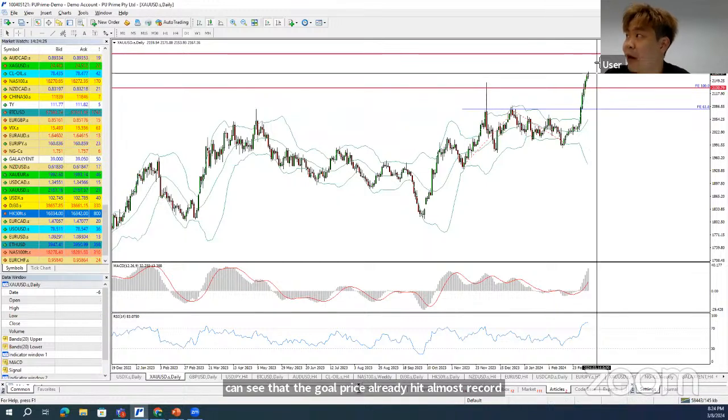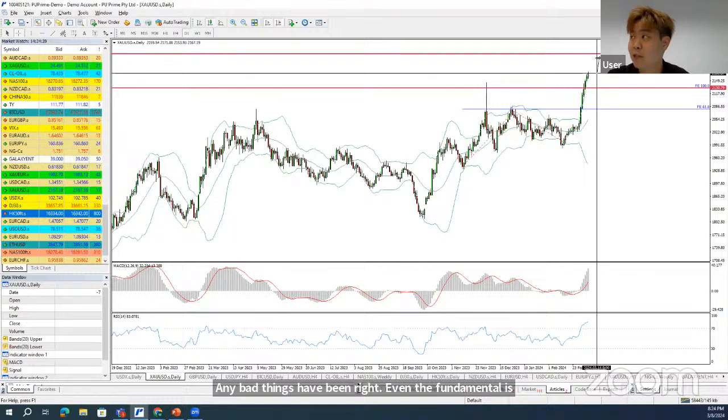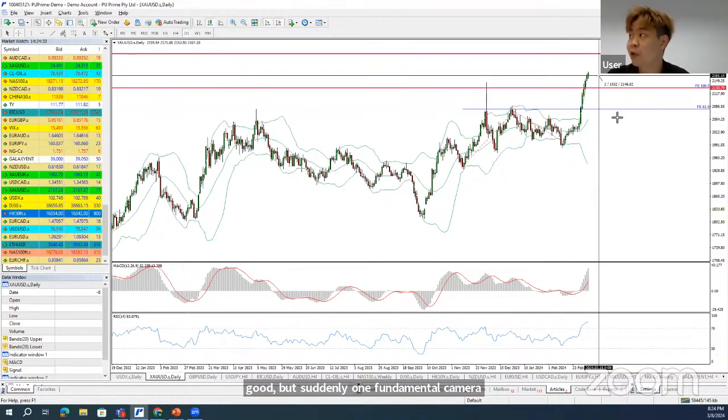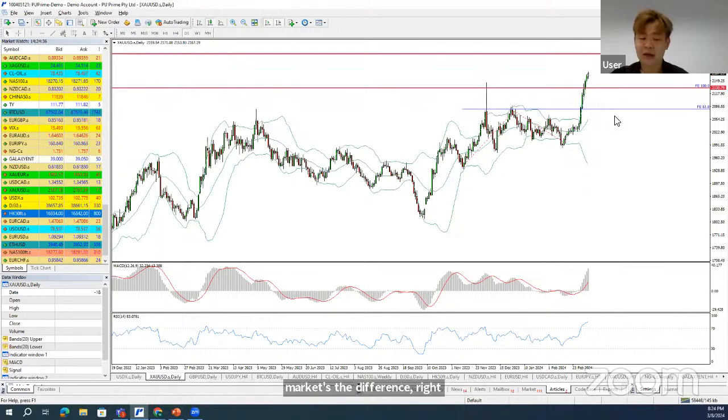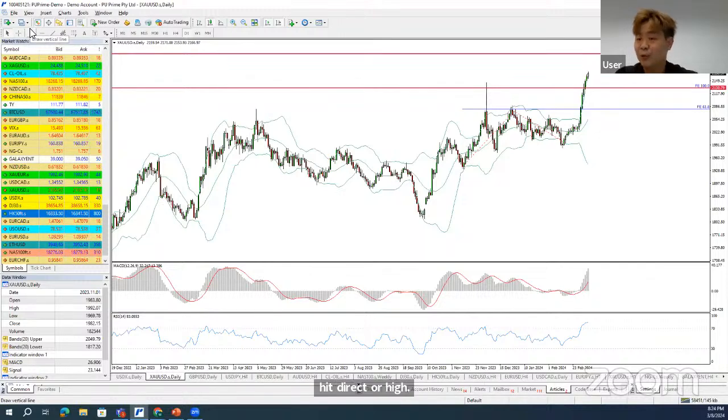If any bad thing happens, even if the fundamentals are good, but suddenly one fundamental comes out worse than market expectations, the drop for gold should be very, very huge. So of course, even though a lot of data supports gold going up, you must be extra careful because it has already hit the record high. So it's advisable for you to have some patience, wait after the data release, and then try to monitor the movement first.